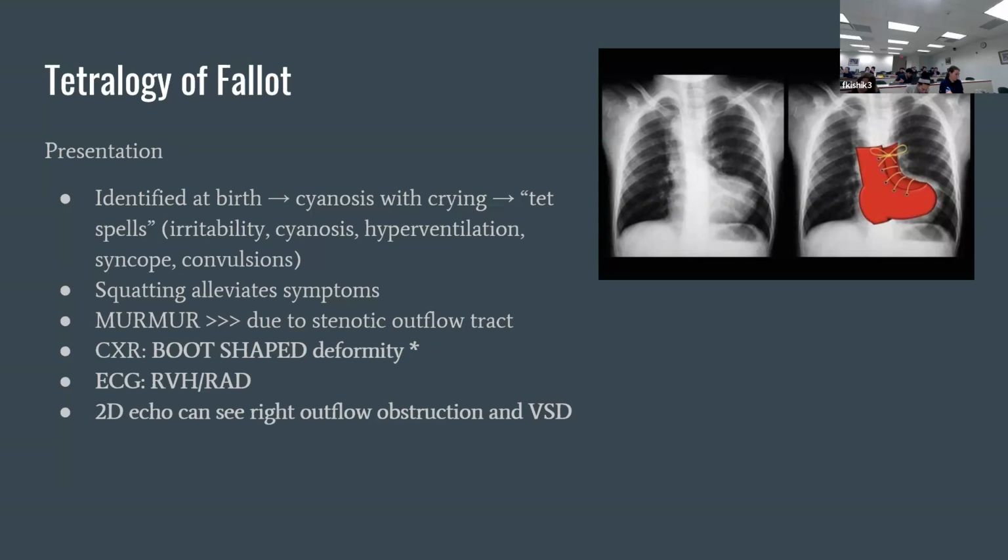The chest x-ray is going to show a boot-shaped deformity, like you see here with this boot for reference. And your EKG is going to show RVH and right axis deviation. The 2D echo can see the right outflow obstruction and the VSD, and that makes you suspicious of tetralogy of Fallot.